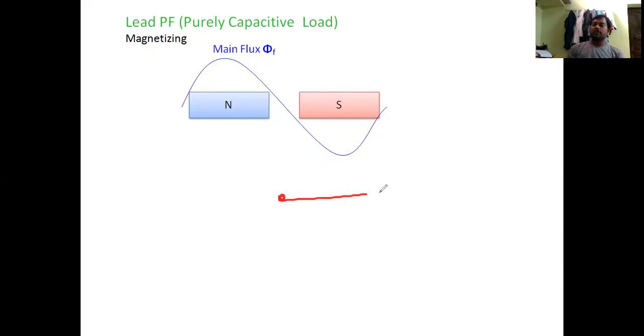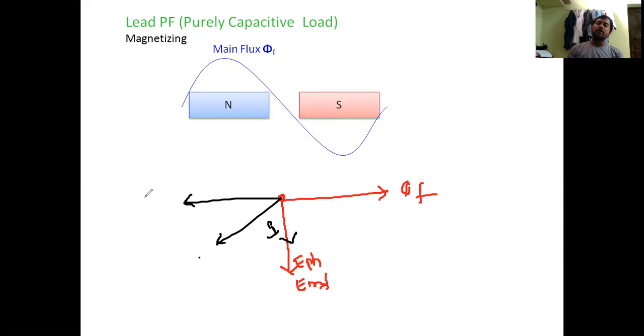So this is phi F, the field flux, and if the field flux cuts the armature, an EMF will be induced, the induced EMF per phase. And if you connect the leading load, for example this is a UPF load, the current will be here, and for the lagging load, or purely lagging load, the current will be behind this one, purely lagging.